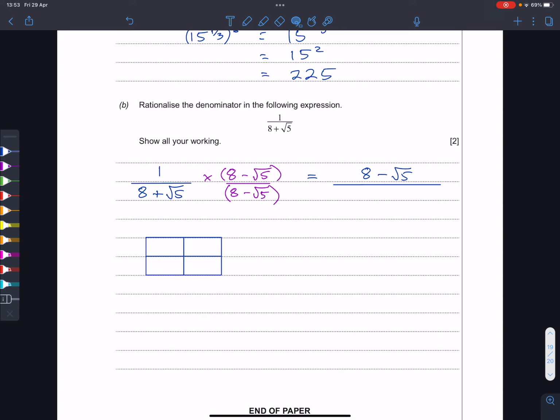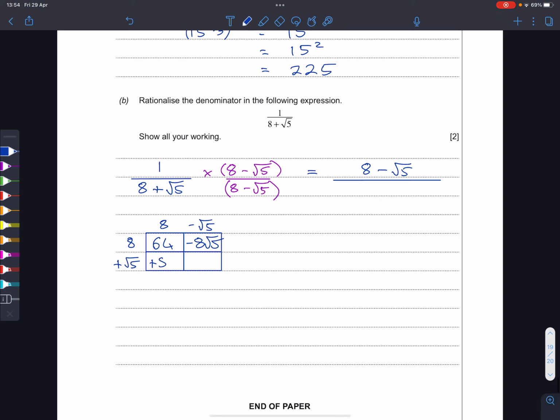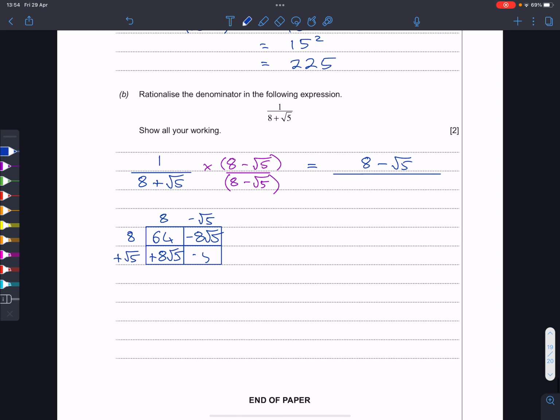Okay, so we'll have 8 plus root 5 on one side and 8 minus root 5 on the other. When we multiply here, we've got 8 times 8 in the first box, so that gives me 64. Then I've got 8 times negative root 5, which is negative 8 root 5. Then I have root 5 times 8, which gives me positive 8 root 5. And then root 5 times negative root 5 is going to be negative 5.